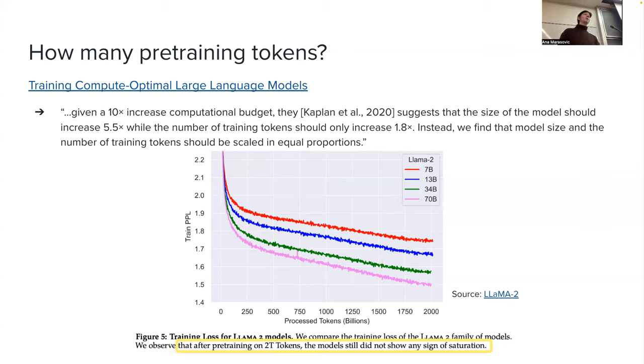So all of these models are undertrained, which means in practice that if you had more money, more GPUs, more data, you could train a better 7 billion model. So when people say a larger model is always better, you should keep these nuances in mind as well.